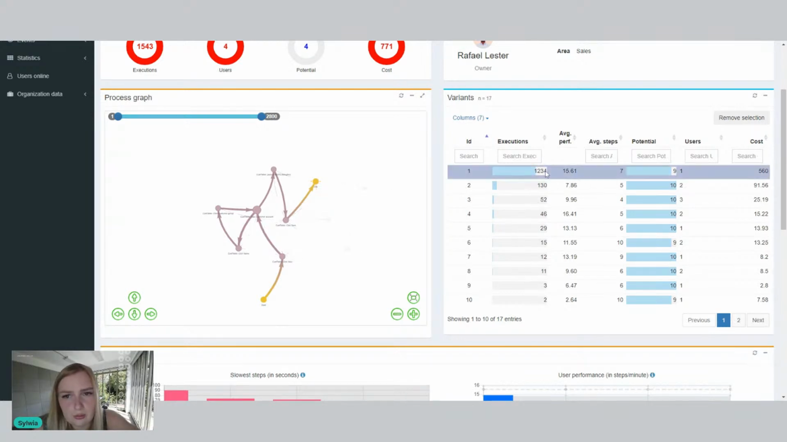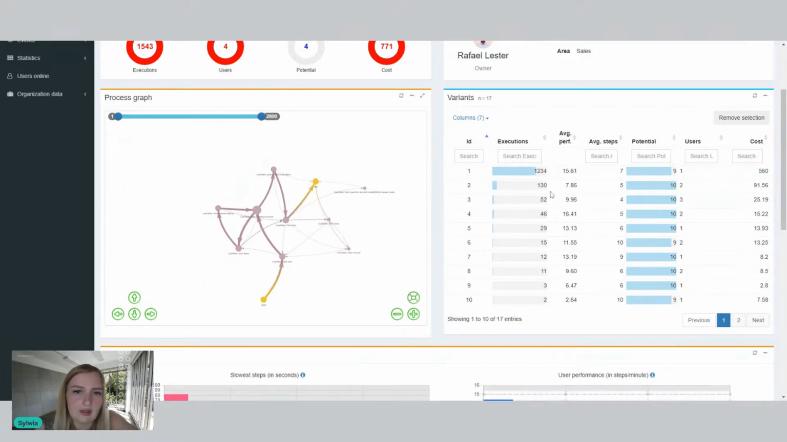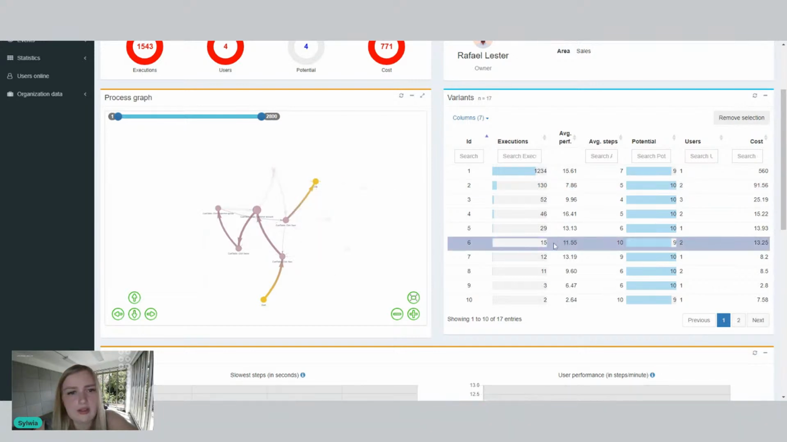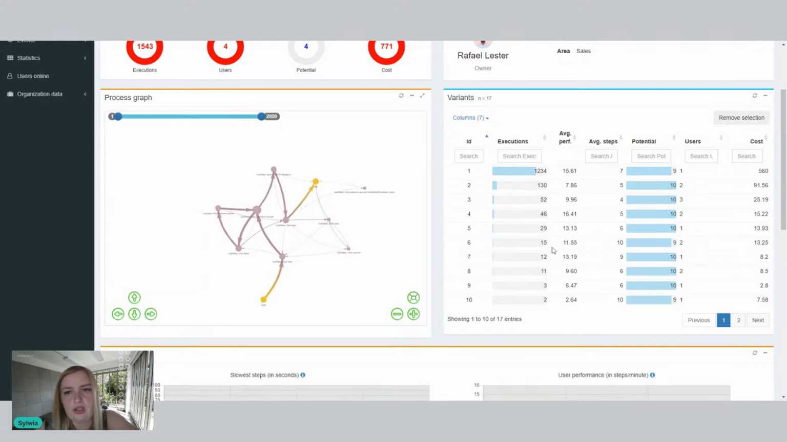And if I click on the first one, see the graph changed. You see this variant looks like this. It had over 1,000 executions. Now I can go to a different variant, this one with 130 executions. It looks like this. And there are some more which are different. We can study them one by one if we need to, and see what the differences are and why they appear. And what we can do, we can dig even deeper and see the exact execution of the process.